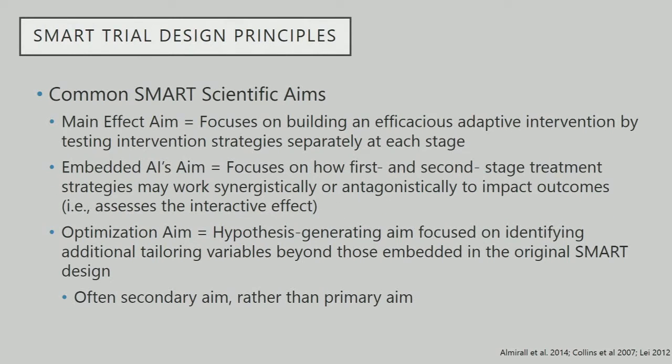So the common SMART scientific aims across studies: there's usually one or two main effect aims, which is looking at the efficacy of essentially the first stage or the second stage treatment option. Within the second type of scientific aim, which is more of an embedded aim, you focus on how the first and second stage treatment strategies may work synergistically or antagonistically to impact the outcome. So it's essentially an interaction examination.